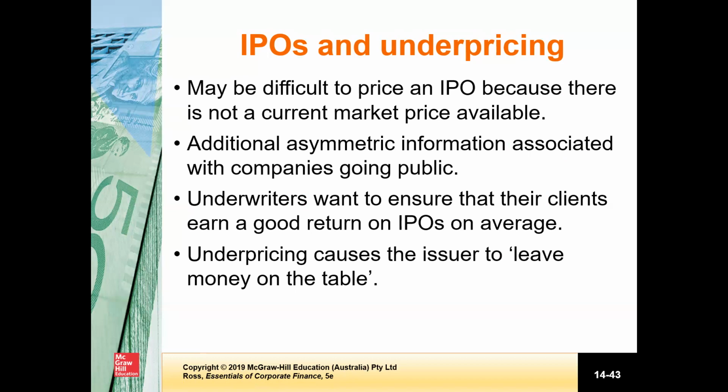Now let's talk about IPOs and underpricing. Determining the correct offering price is the most difficult thing an underwriter must do for an initial public offering. The issuing firm faces a potential cost if the offering price is set too high or too low. If the issue is priced too high, it may be unsuccessful and have to be withdrawn. If the issue price is below the true market value, the issuer's existing shareholders will experience an opportunity loss when they sell their shares for less than they are worth.